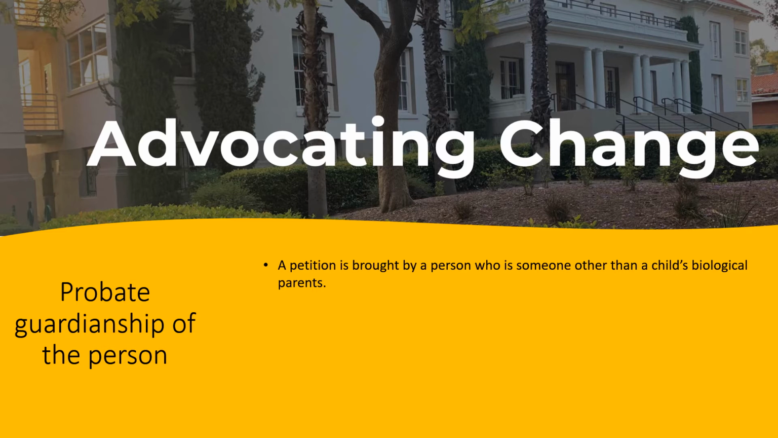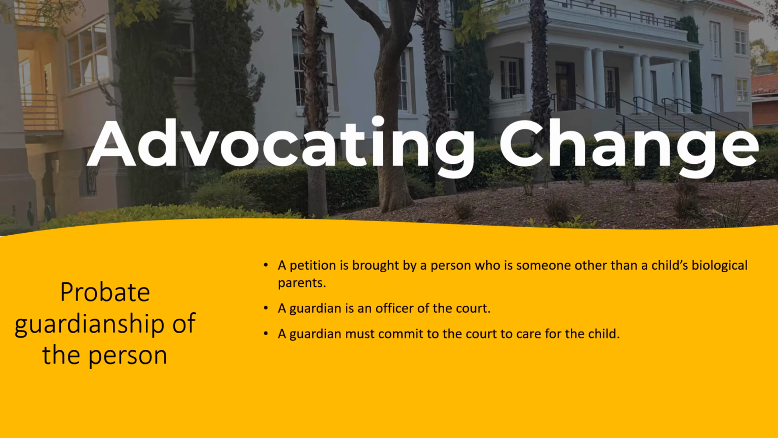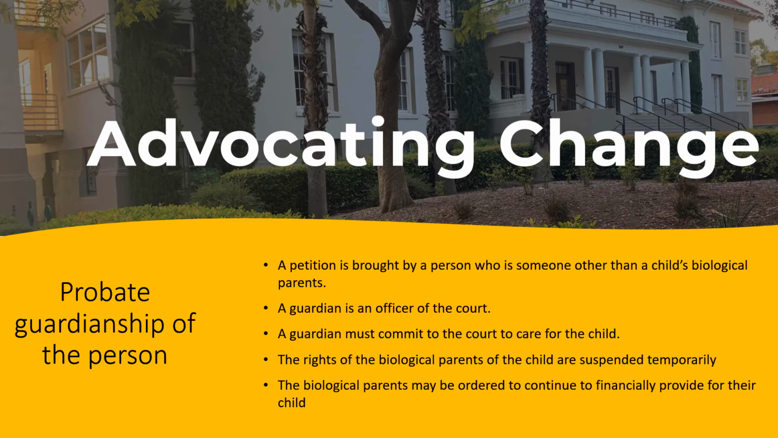A petition for probate guardianship of the person is brought by someone other than a child's biological parents. Essentially, a guardian is an officer of the court, so as guardian, you must commit to the court that you will take custody of and care for a child. Also, the rights of the biological parent of a child are suspended temporarily, meaning in a guardianship situation, the parents are not responsible for their child, but courts will often grant visitation to the biological parents. And the biological parents may be ordered by the court to continue to financially provide for their child even while that child is under the care and control of a guardian.